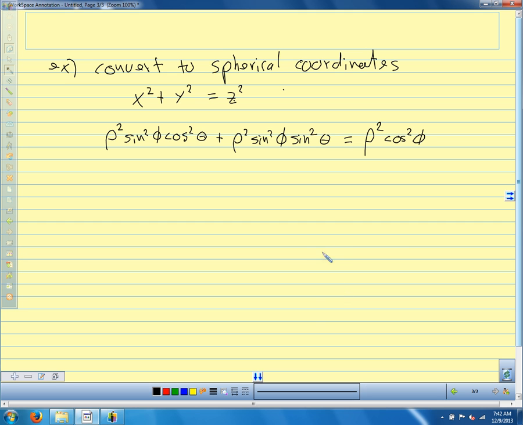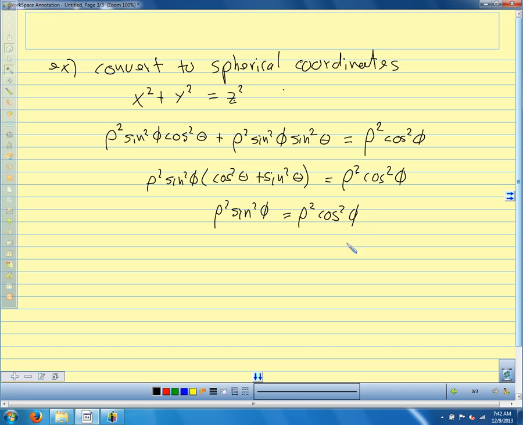And we can clean this up a little bit. So let's factor out this rho squared sine squared phi. That looks nice. So this is just 1, so I get rho squared sine squared phi equals rho squared cosine squared phi. And how can I simplify this?